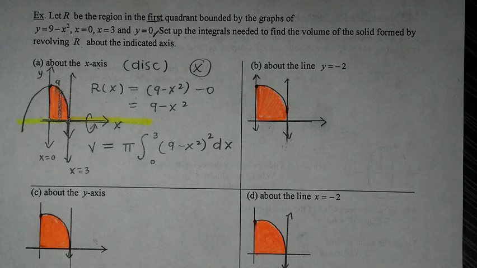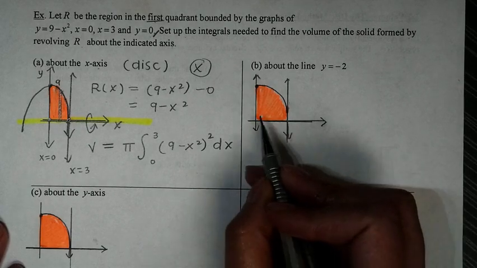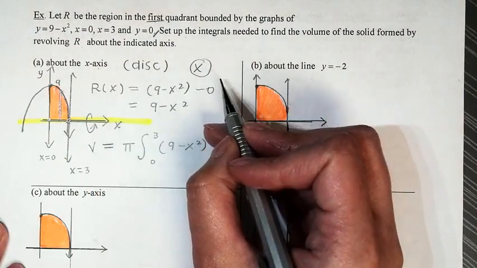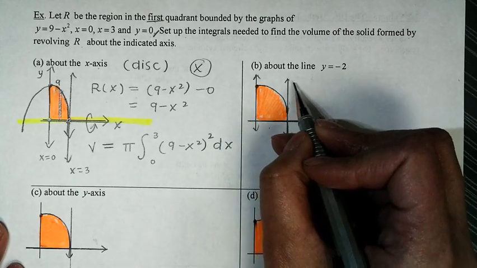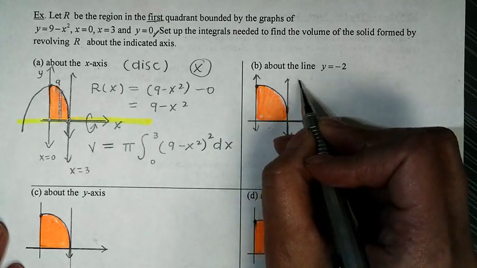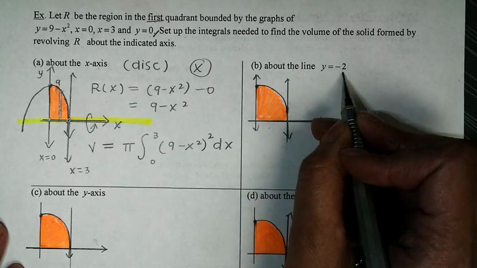So for part B, what changes? You have exactly the same orange area, as you can see, because we share the same hypothesis of the problem. The only thing that changes is now the axis of rotation. Now you're going to rotate this situation about the line y equals negative 2.